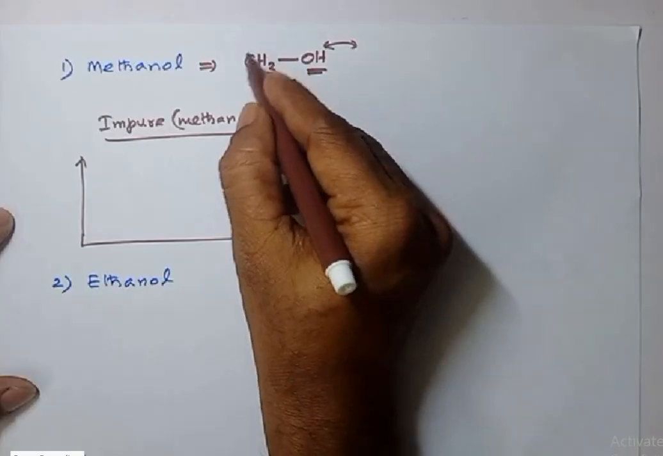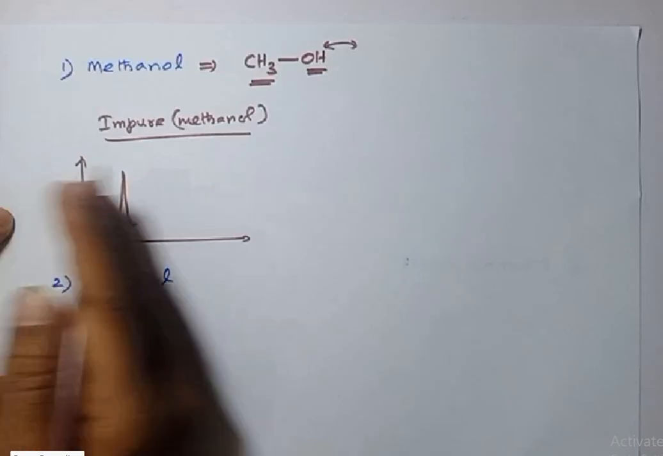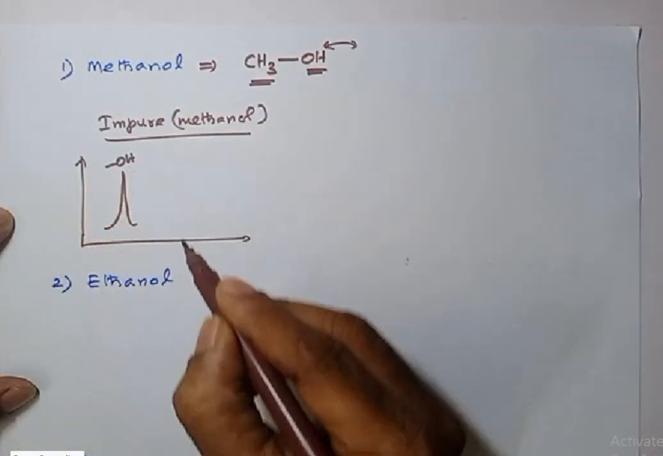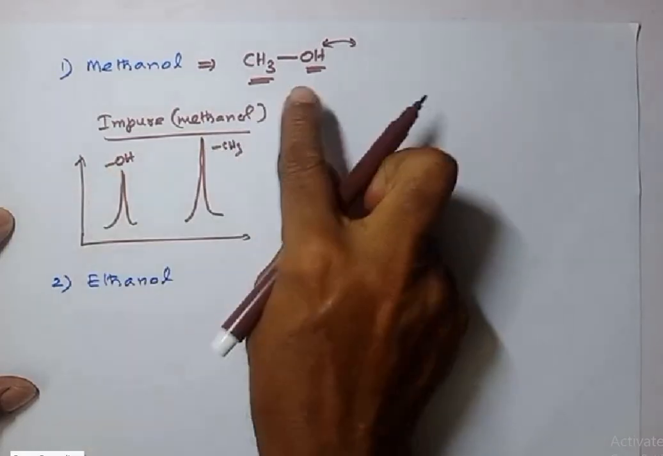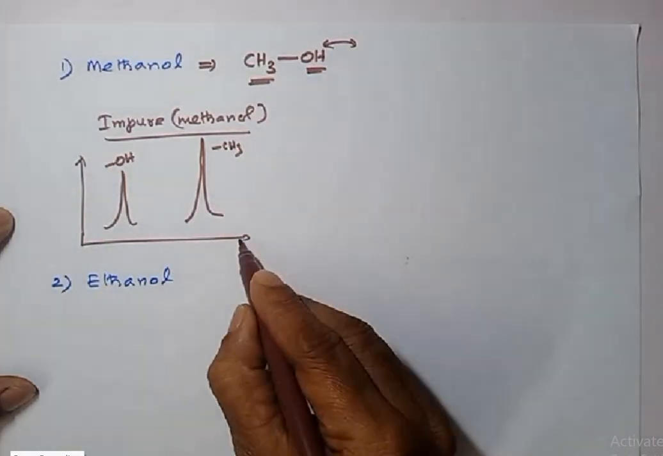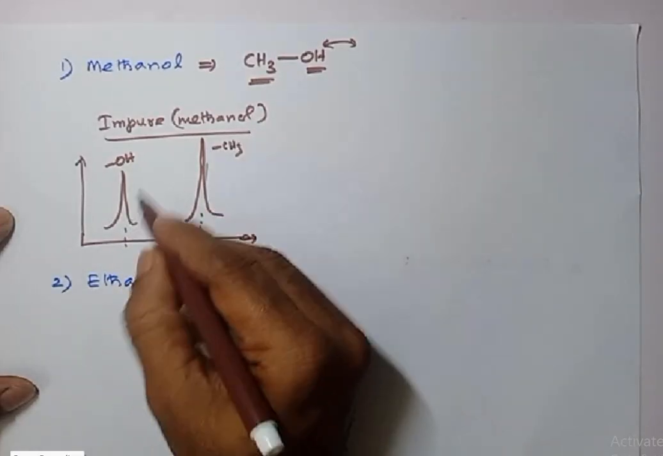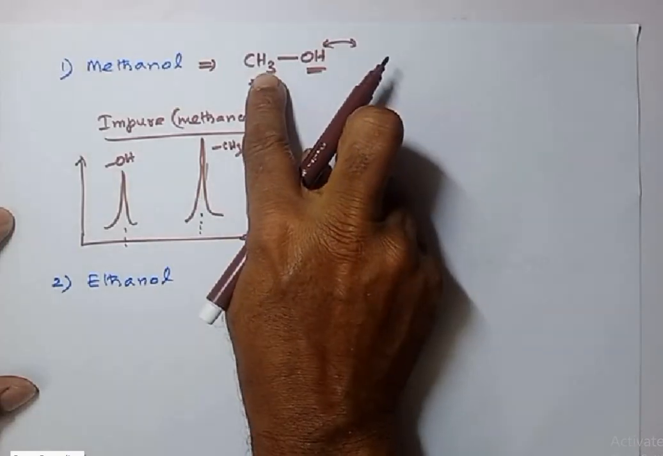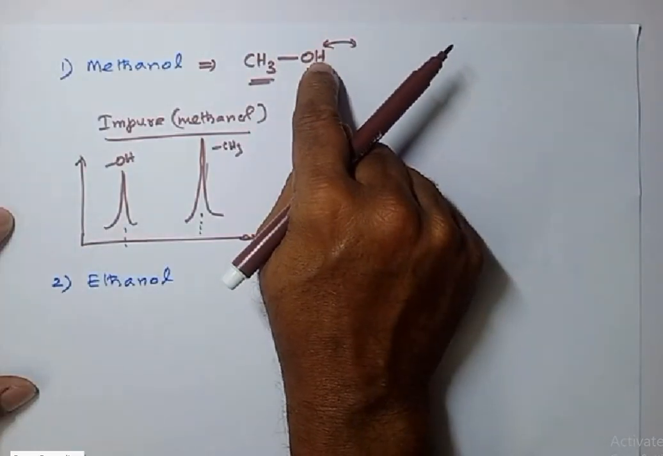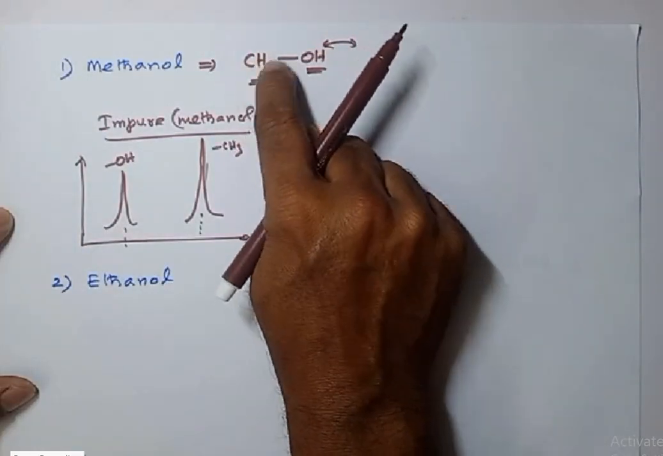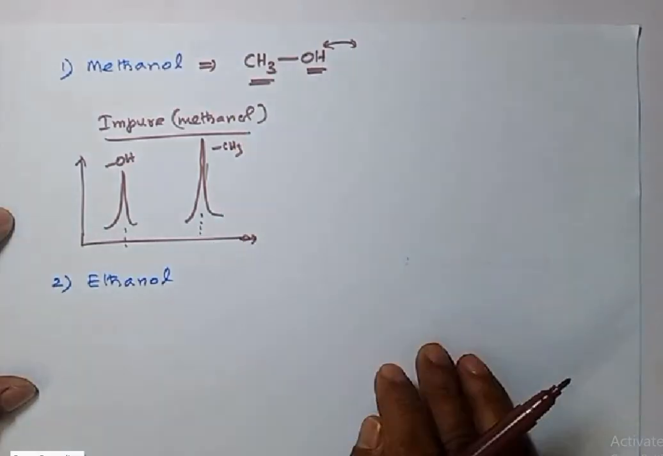Therefore, what will happen? The methyl group will give you one signal, and the OH group will give you one signal. This is the signal for methyl. You know your OH proton will appear downfield. Both appear as a singlet. This is a singlet, this is also a singlet. The methyl protons cannot couple with the OH hydrogen, so the OH proton signal does not get split by methyl, and the methyl signal does not get split by OH. Both appear as singlets.